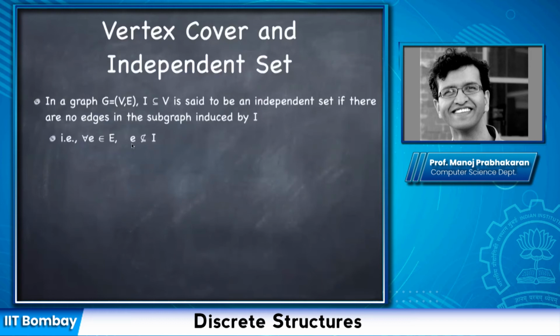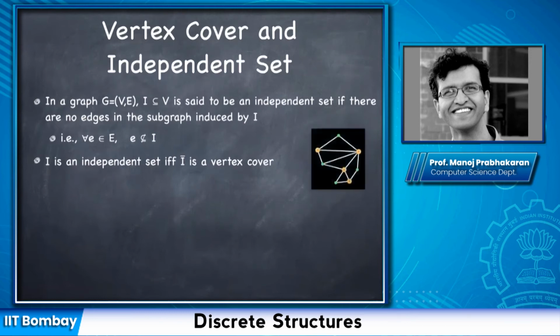So remember, each edge is simply a set of two vertices. So that set should not be contained completely within I. Okay, that's the condition for I to be an independent set. And it's easy to see that an independent set and its complement is a vertex cover, and vice versa. If you take a vertex cover, its complement is an independent set.